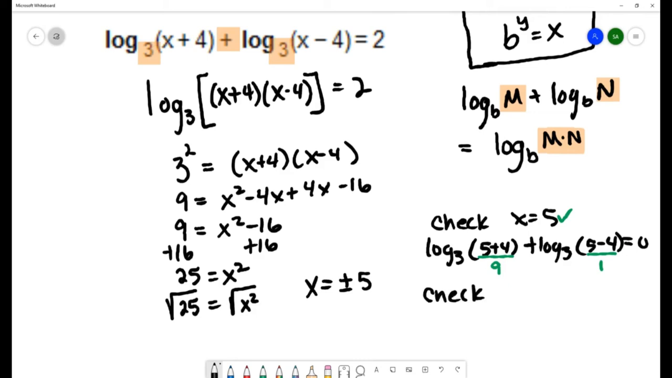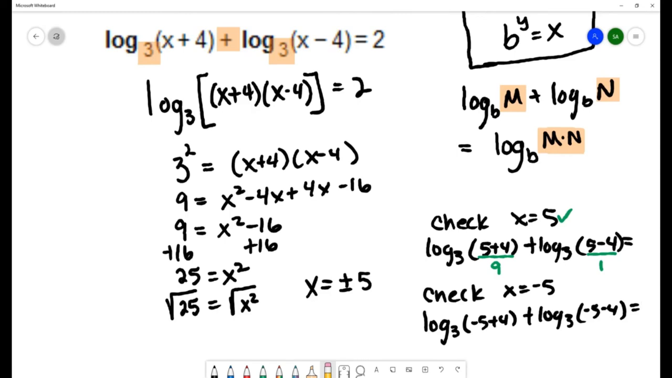Then let's check x equals negative 5. It's log base 3 of negative 5 plus 4 plus log base 3 of negative 5 minus 4. I apologize, this doesn't equal 0, it equals 2. And negative 5 plus 4, that's a negative. Negative 5 minus 4, that's a negative. And log of a negative is undefined. So we have to throw that solution away. So the only solution to this log equation is x equals 5.